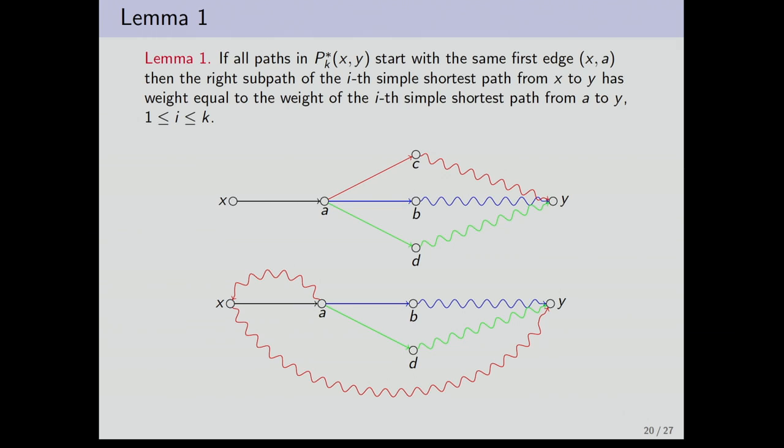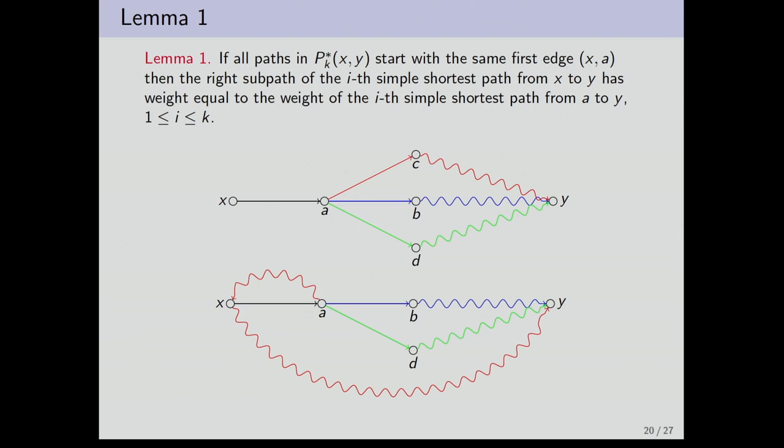happen. Because if this happened, then it means that this portion of the path from x to y cannot use edge xa, because that will create a cycle. It uses some other edge going out of x. And this portion of the path is a path from x to y, and it has weight no more than this red path. So for the purposes of our algorithm, it would already be in the Qk set.